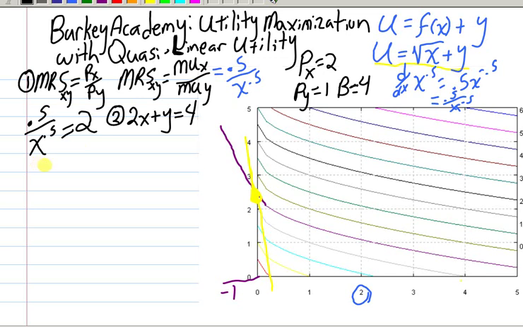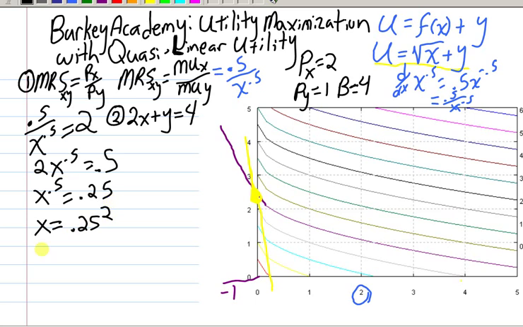Let me erase that little mark. Okay, so we're going to have 2x to the 0.5 equals 0.5. Let's divide both sides by 2 here, and we're going to end up with x to the 0.5, or the square root of x, equals 0.25. And so now let's square both sides, and we'll be able to solve this pretty easily. x equals 0.25 squared.